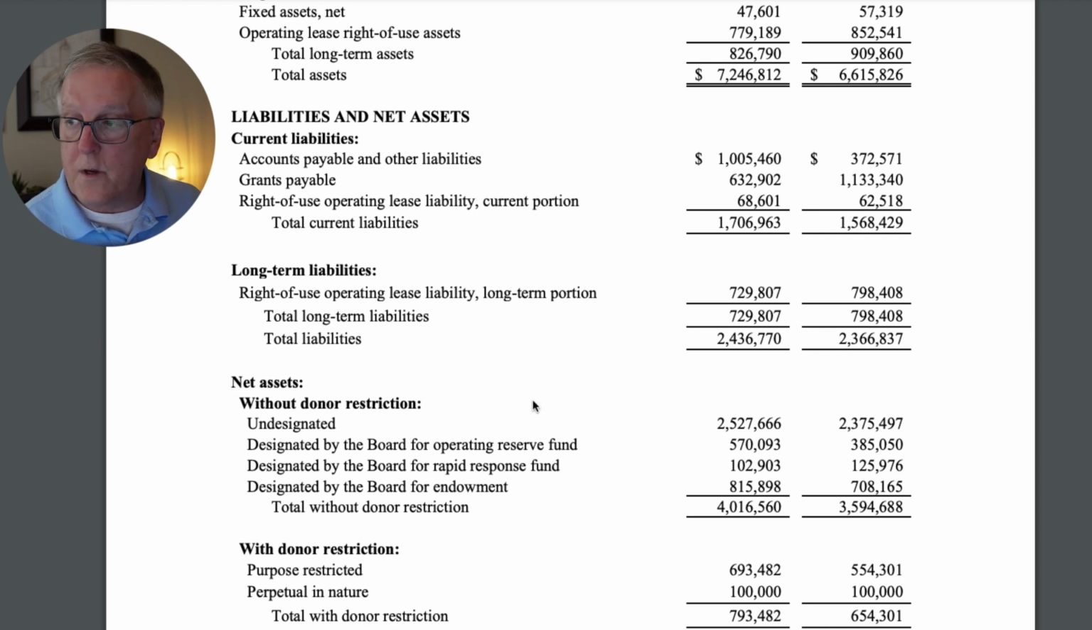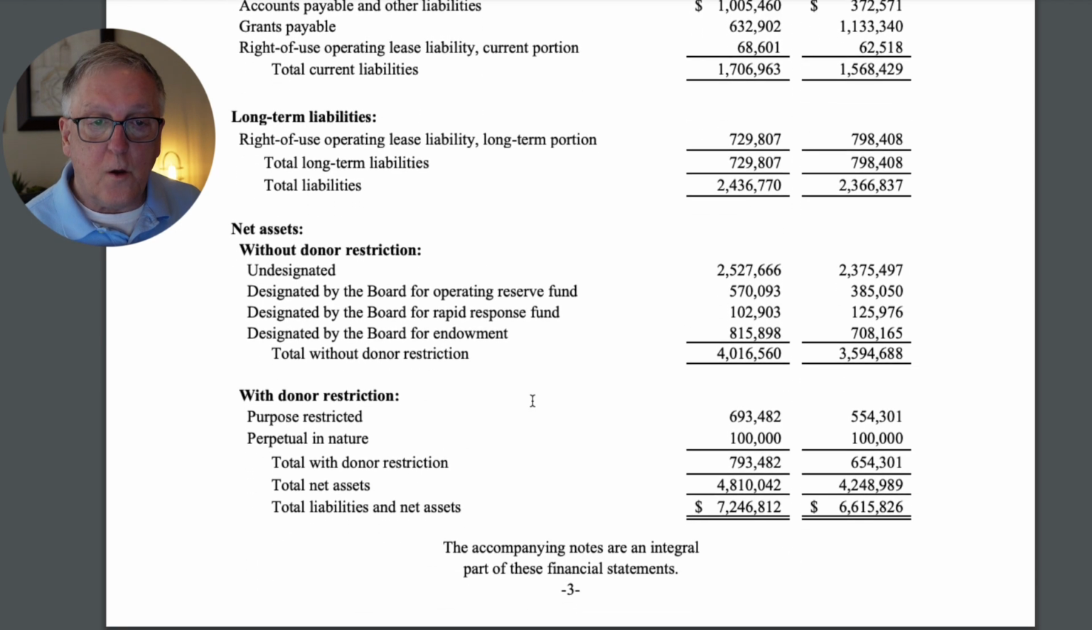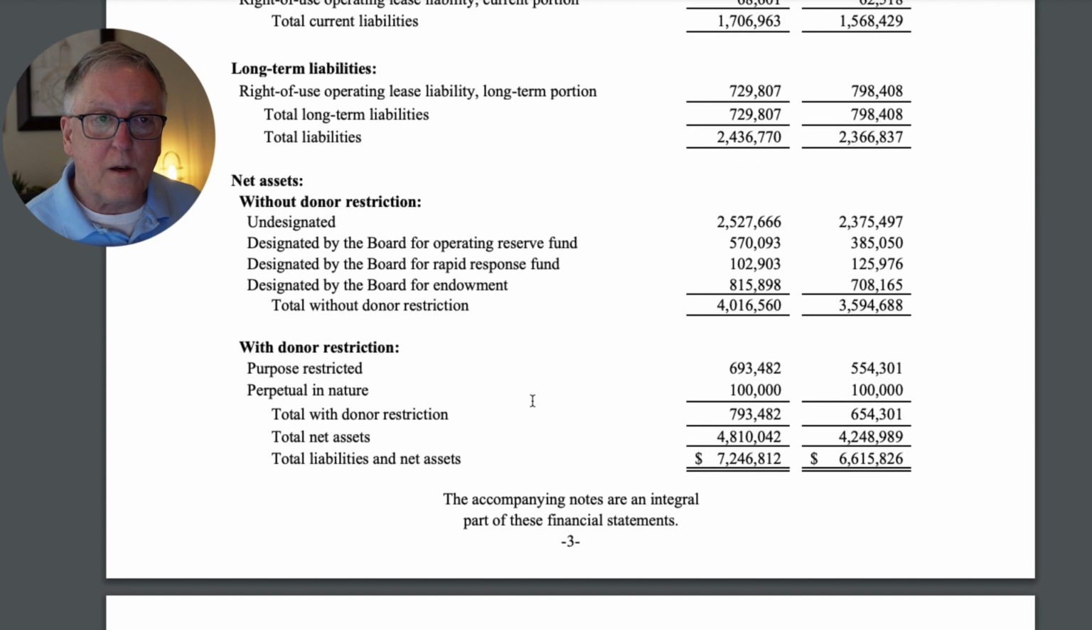Okay, so we said they've got lease liabilities. We see that there. We also see two categories of net assets, one being without donor restriction, and then the other category with donor restriction. So if a contributor restricts the money, it's going to show up in here. The other monies that are not restricted by a donor would appear here.